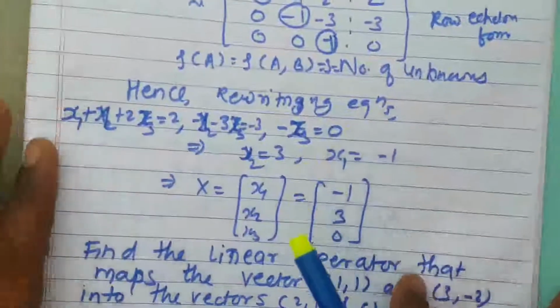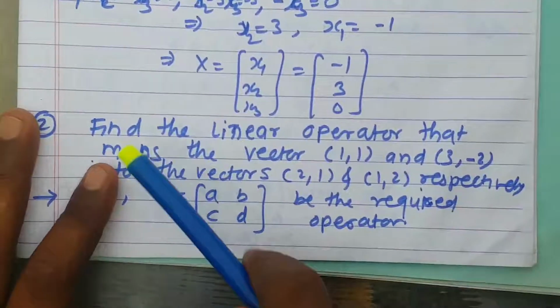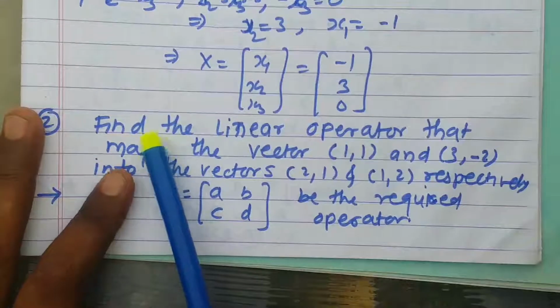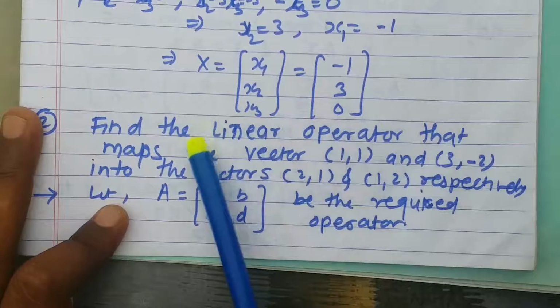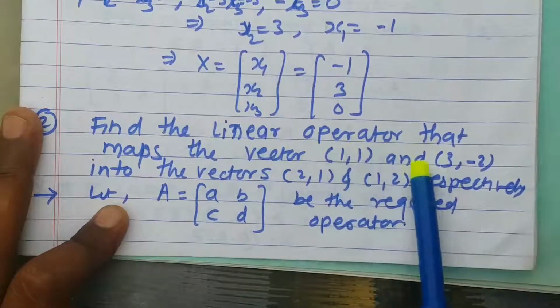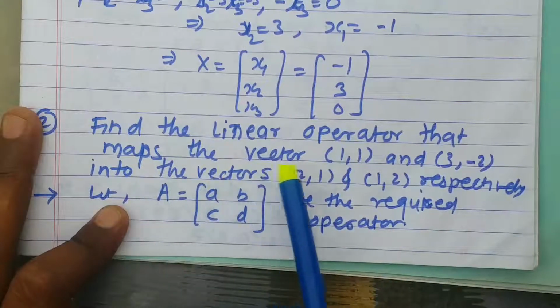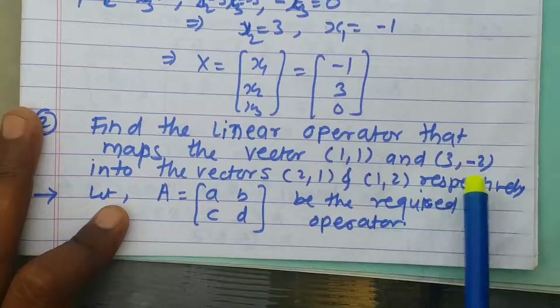Now the next problem is also based on linear transformation. Find the linear operator. Here we need to calculate the linear operator that maps the vectors 1, 1 and 3, minus 2 into the vectors 2, 1 and 1, 2 respectively.